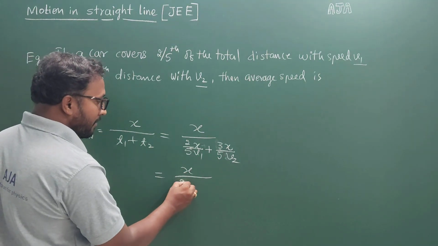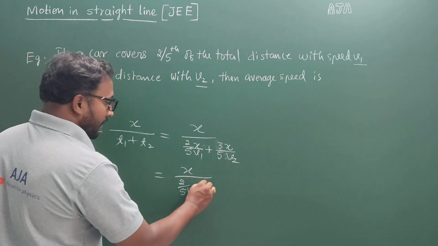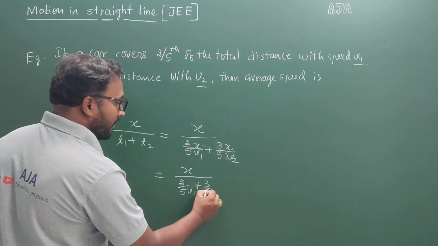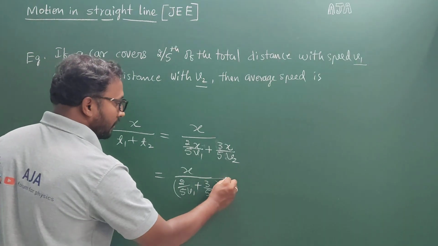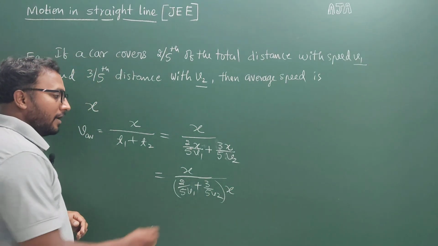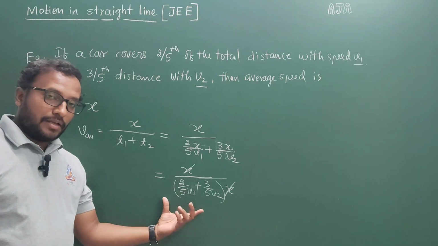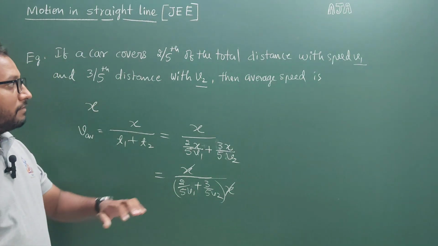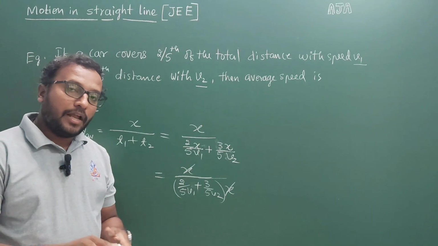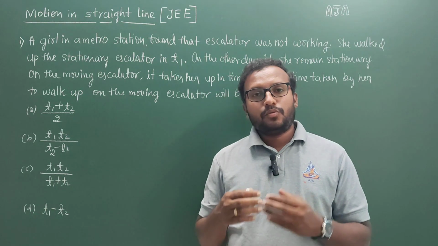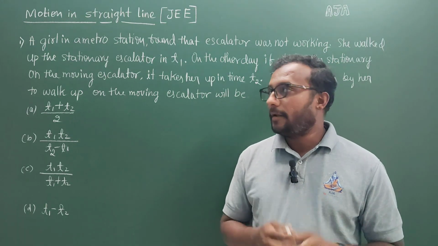So x divided by 2 by 5 times v1, plus 3 by 5 v2, and I will take this x common from the two terms of the denominator, and this x will be cancelling with this. So this is how we are going to calculate the average speed. If suppose the values of v1 and v2 are given, you can just substitute them and you will get a particular value. Okay, now dear students, it is time to solve some MCQs based on the same concept, speed.